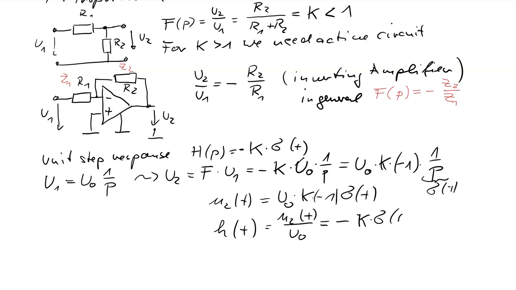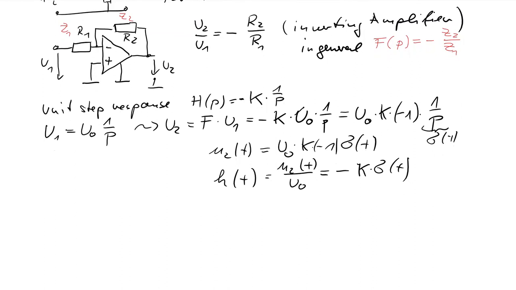In the frequency domain, of course, sorry, I have made the typical strange error. This is of course 1 over p. In time we have sigma of t. So the unit step response looks like this. We have the h of t, and this is negative, minus K, and the step response is this.